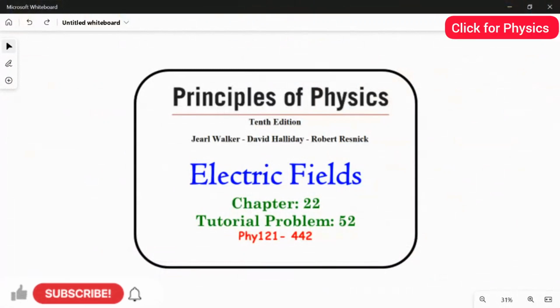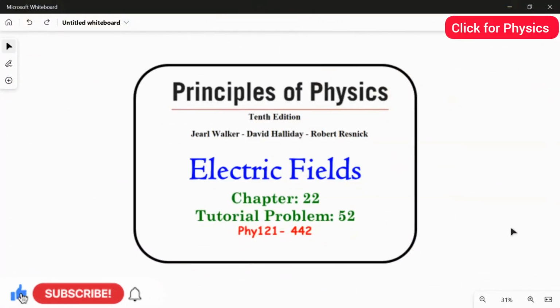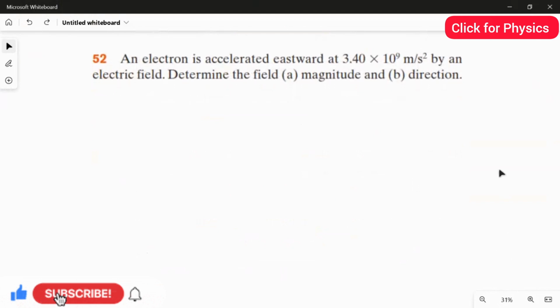Problem 52 from chapter 22. An electron is accelerated eastward at 3.4 multiplied by 10 power 9 meter per second square by an electric field. Determine the field magnitude and the field direction.